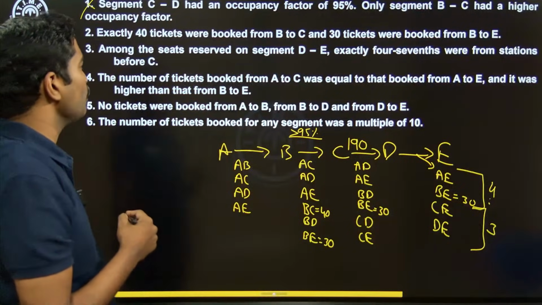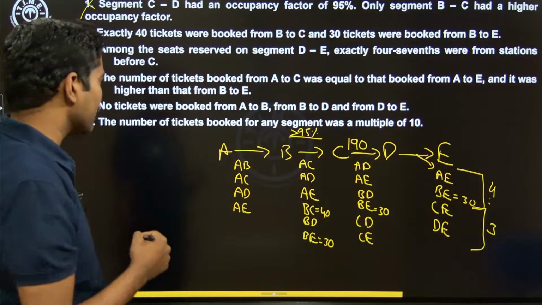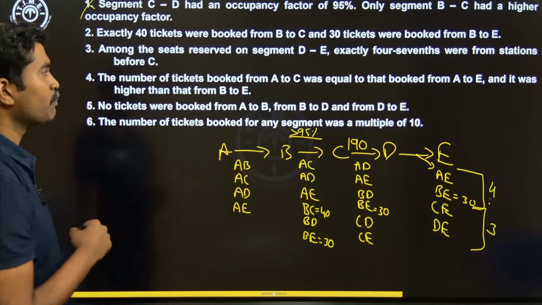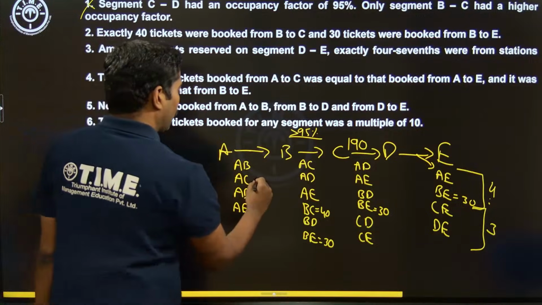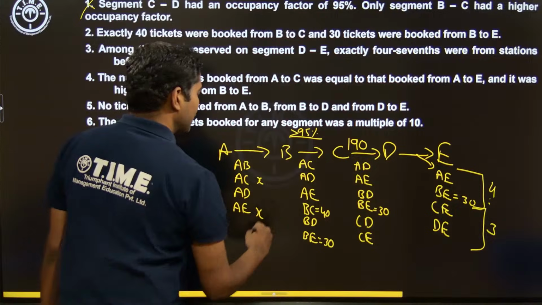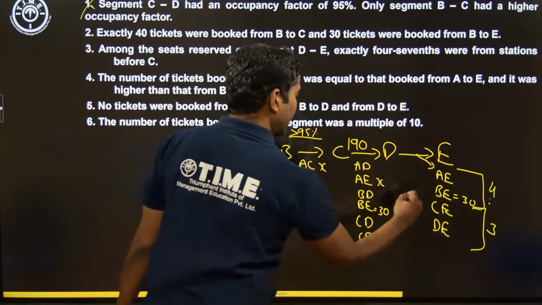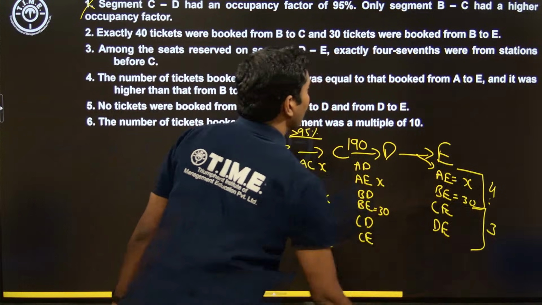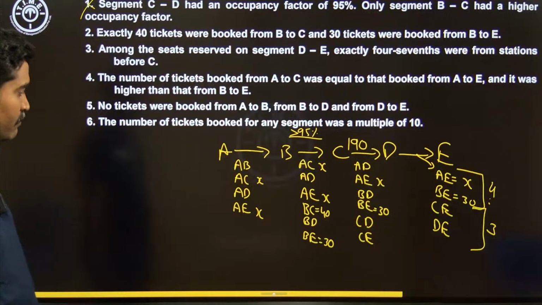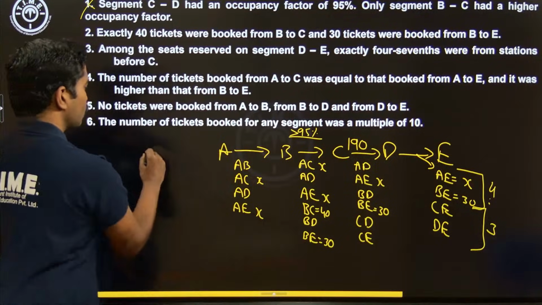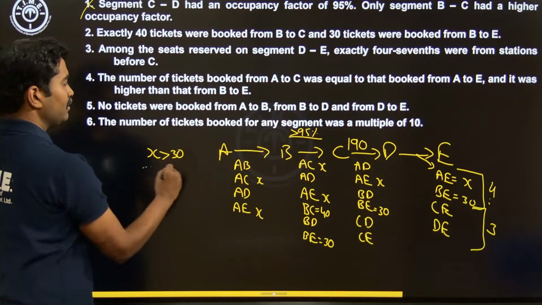The number of tickets booked from A to C was equal to that booked from A to E. All right, A to C is X, A to E is X, this is X, and this is X. All right, and it was higher than that from B to E. B to E is 30, so X is greater than 30.